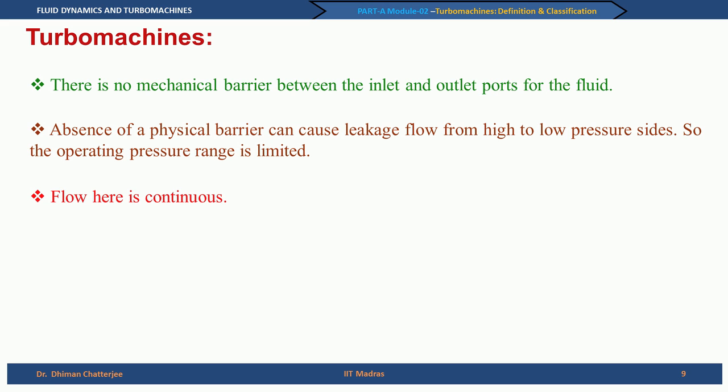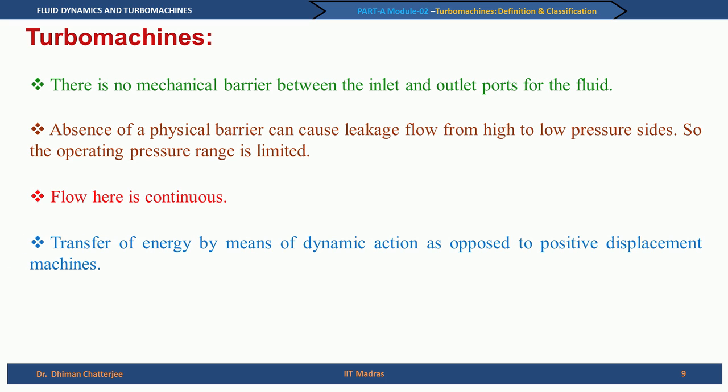So, flow here is continuous, and the flow takes place because of the dynamic action of the blades. Here there is no gear tooth or cylinder piston arrangement by which the fluid is taken from the suction side or the supply side to the delivery side or the discharge side. Alright. In this case the blades are rotating, but the blades are not themselves directly responsible for taking the fluid from the inlet to the outlet, as happens in the case of positive displacement machines.